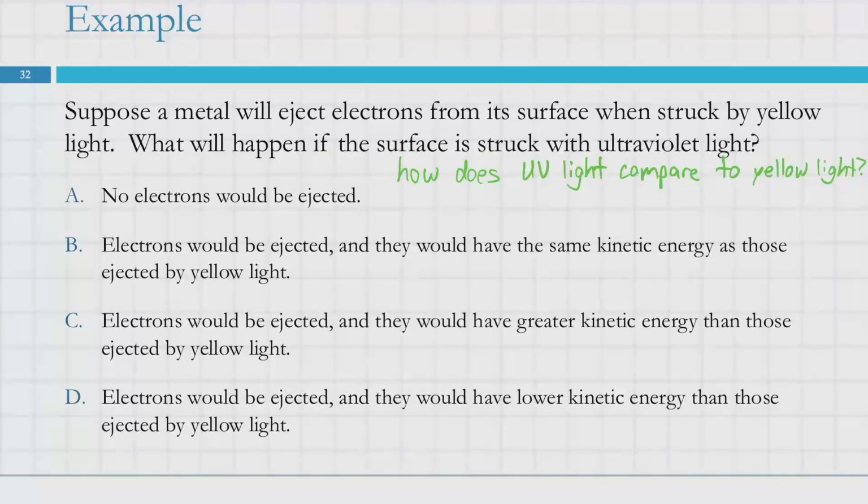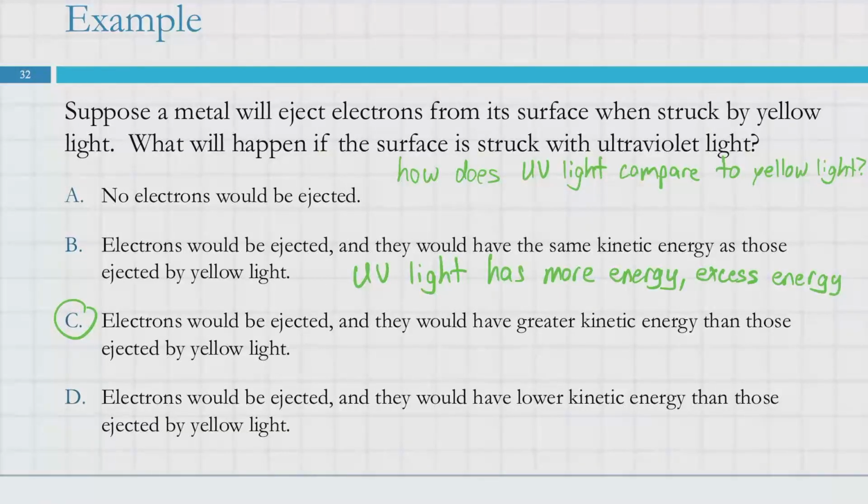It is C. Why is it C? UV light has more energy than yellow light. Yellow light does not give you sunburn. UV light does give you sunburn. It's got more energy. So UV light has more energy, and excess energy turns into kinetic energy for the ejected electron.